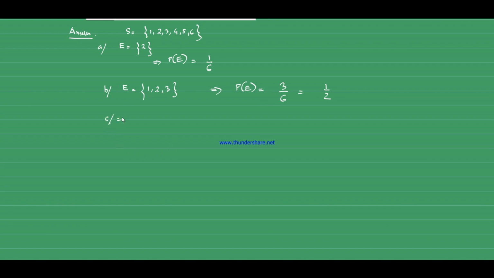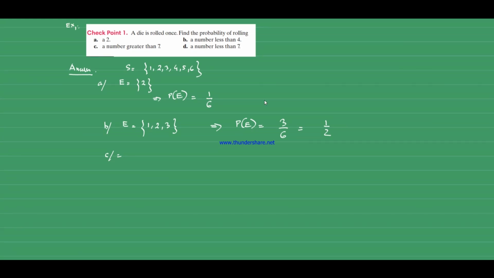And for part C, the event E is different now. E is just any number greater than 7. But the dice we have only has 1, 2, 3, 4, 5, 6. So the probability of a number greater than 6 will be 0, right? Because there's no number greater than 7 in the dice.